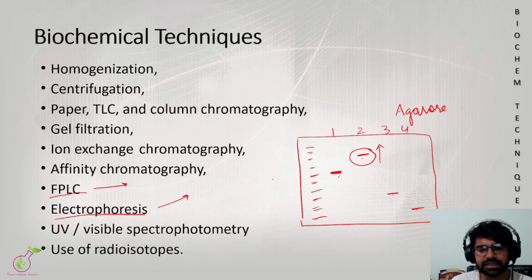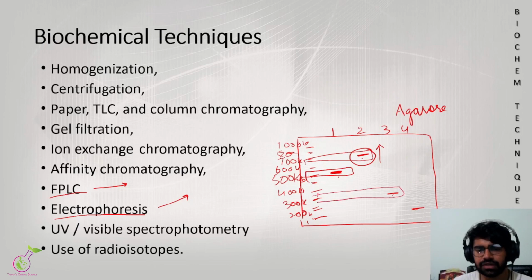For example, let's suppose this is 500 KB, this is 400 KB, this one is 300 KB, 200 KB and so on. Above, 600 KB, 700 KB, 800, up to let's say 1000 KB. So you can estimate that this is around 500 KB, this one is let's say 700 KB, this one is let's say about 350 KB, and this one is around let's say 150 KB.